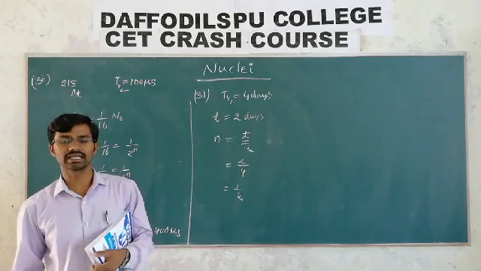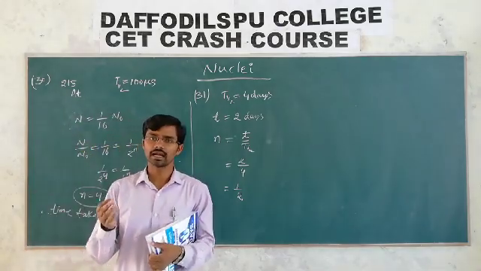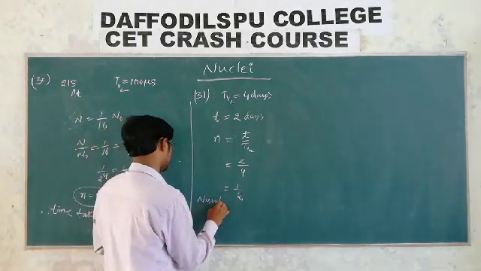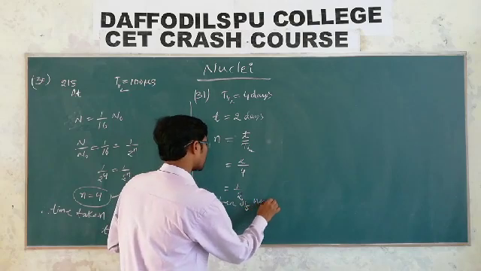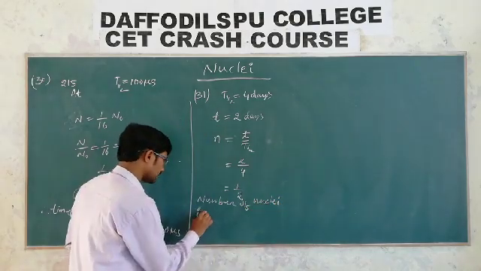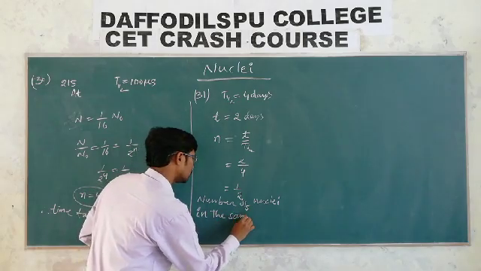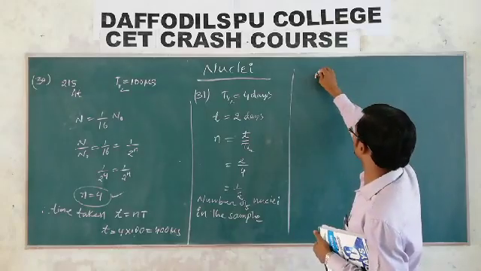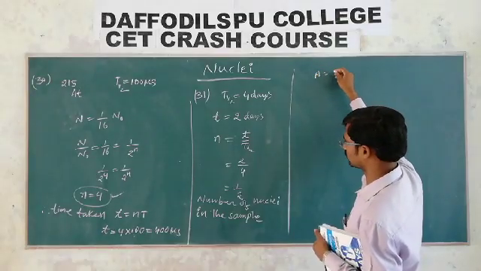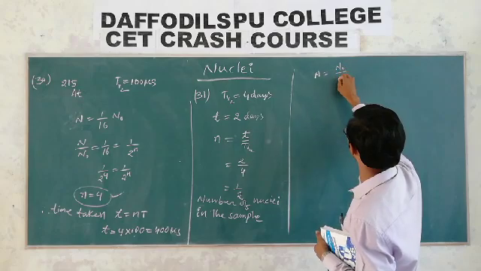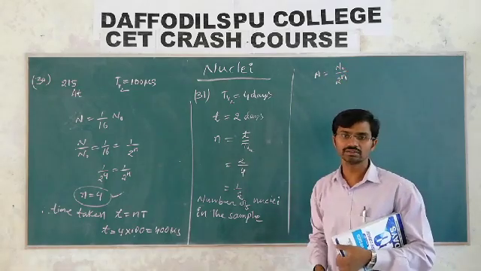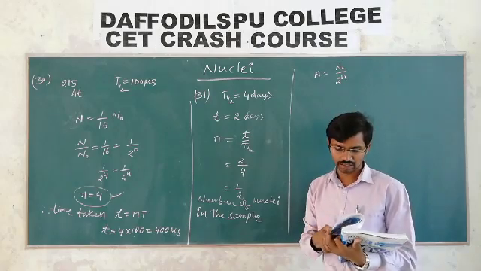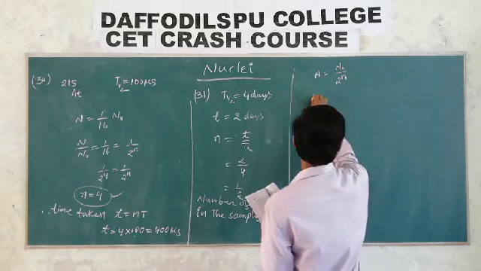So n is equal to 1/2, and they are asking for the number of nuclei undecayed. Undecayed is nothing but the number of nuclei in the sample. N is equal to N0 by 2 power n. So what we need to find is the fraction of nuclei remaining.